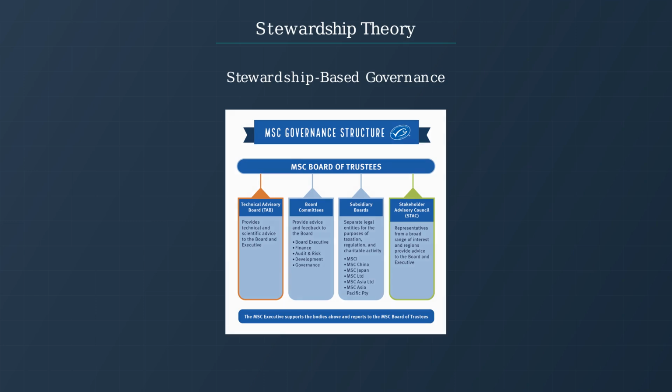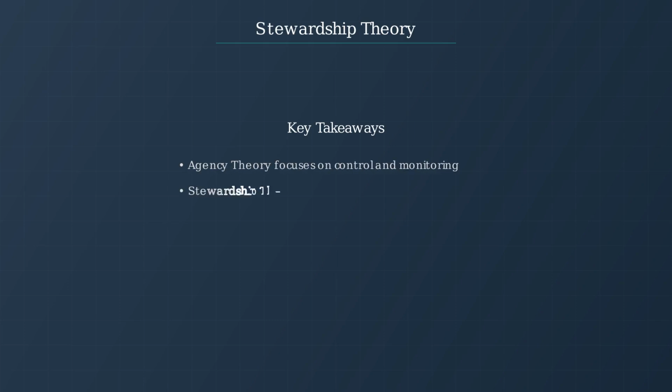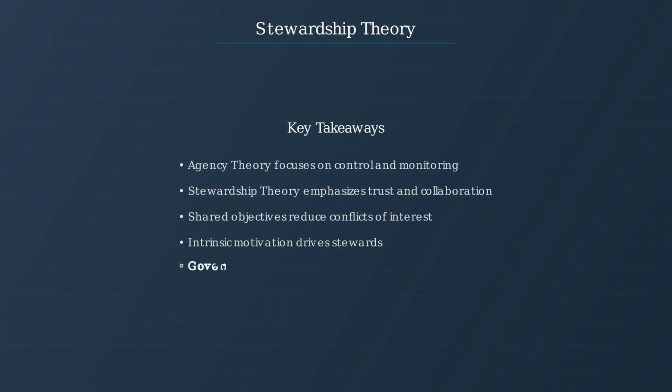To summarize the key differences between agency and stewardship theories, stewardship theory offers a complementary perspective to agency theory, recognizing that organizational relationships can be based on trust and mutual goals rather than just control and self-interest.